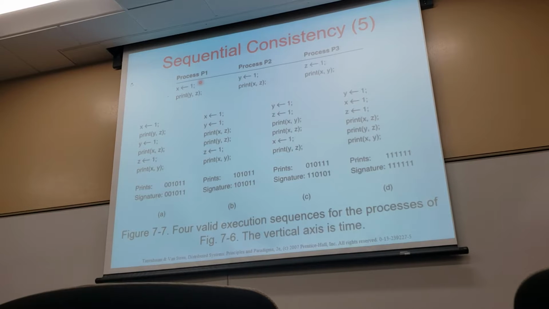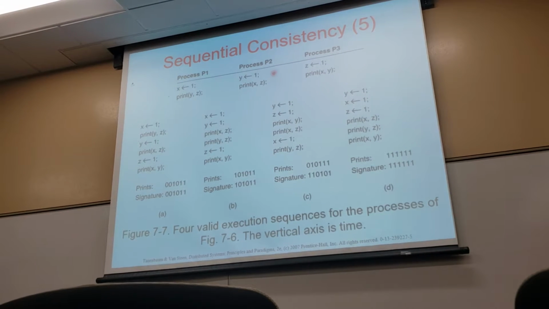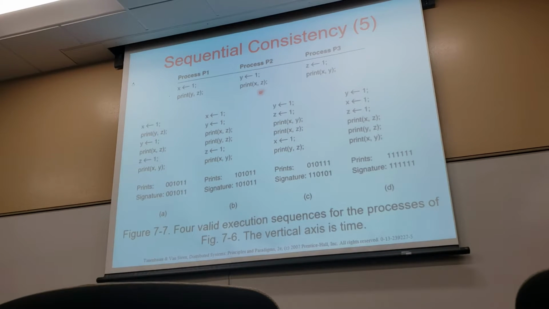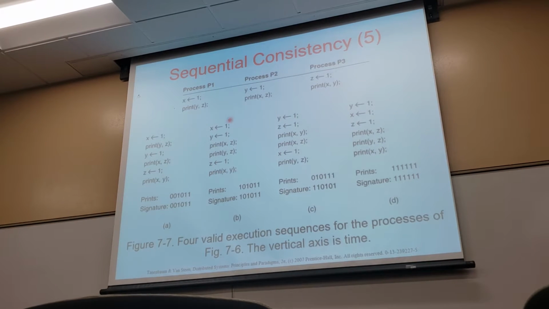So let's look at D. We have a 1 being written to X, that's the first operation from P1. A 1 being written to Y, first operation from P2. Print XZ, that's the second operation from P2. Print YZ, second operation from P1. We have P3. That's fine. As long as everybody in the network sees that same thing, it's no problem. When would this not be correct? What would we have to observe in here that would break this?